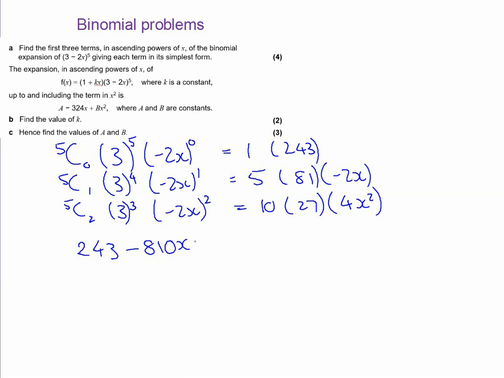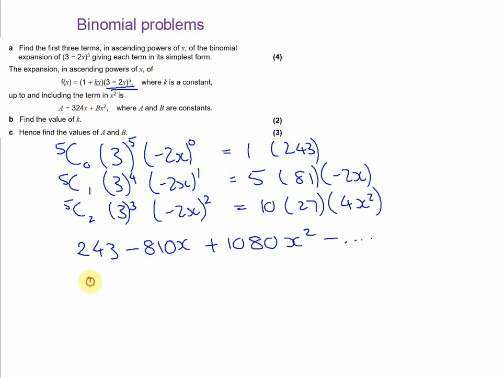What's that? 20, and positive 1080x squared. I know the next one's going to be a minus because of the pattern. It's going to be x cubed. That's still going to be a minus. Okay, so that's fine. Now the expansion in ascending powers of x of this function called f, and you can see this is what we have here, right? We've just worked that out. Up to and including the x squared term is this. Okay, we have to find all of the values of k, a, and b.